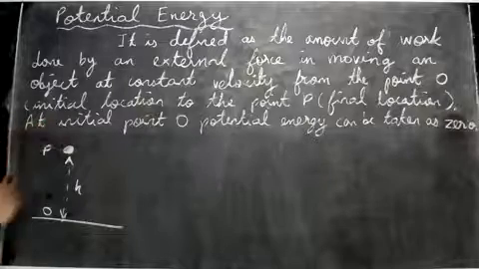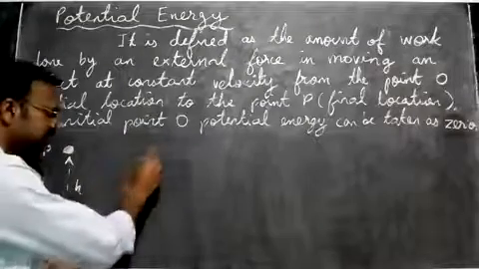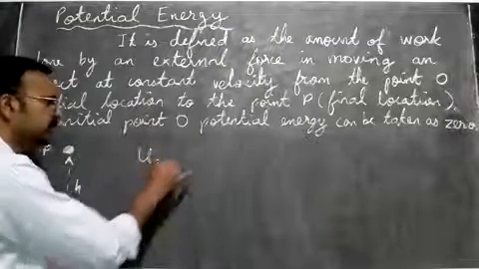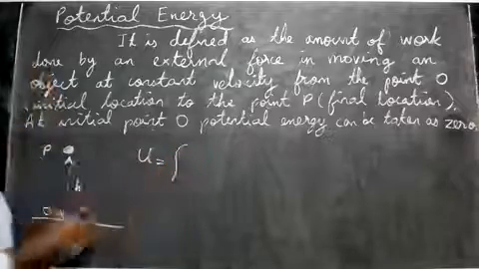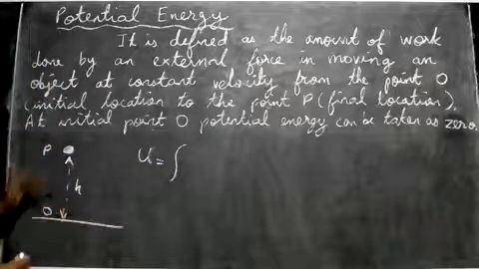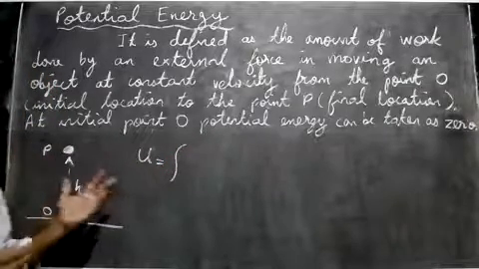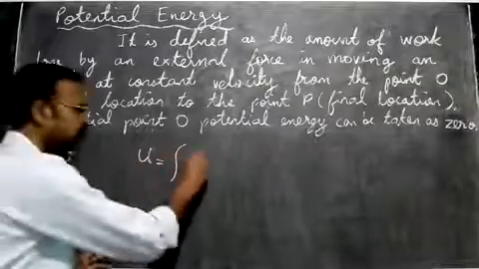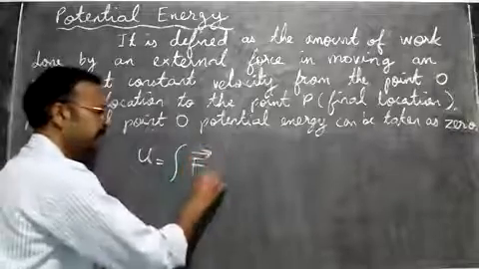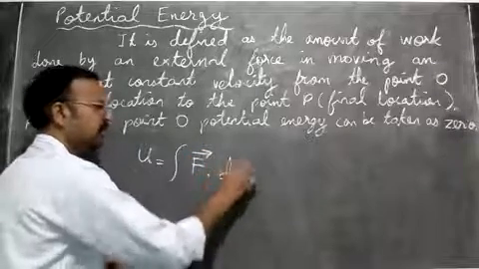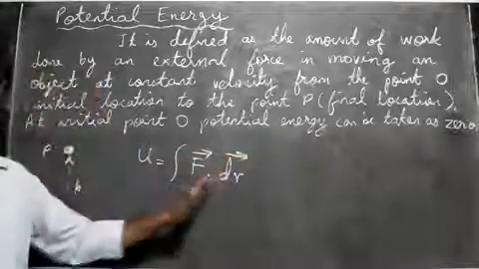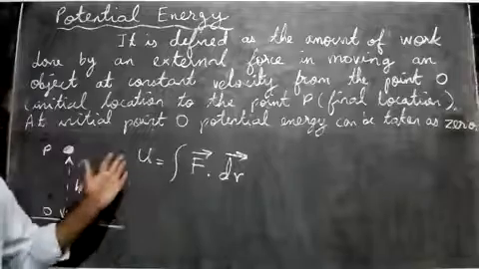So let's see the formula for that. The potential energy symbol we write as U, and it equals the work done to move the object from one place to the next. The work done formula we know: force into displacement. Force is a vector quantity, so it is F vector dot dr vector. So this is the formula for potential energy.